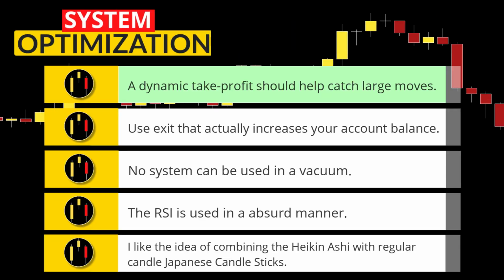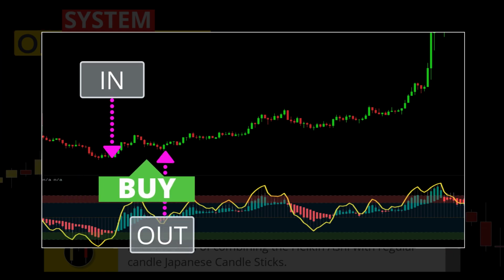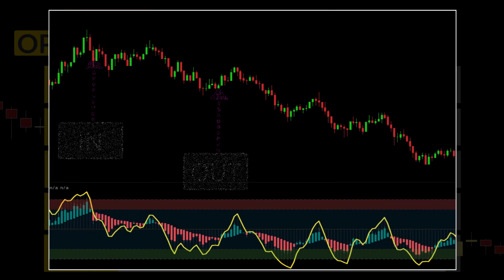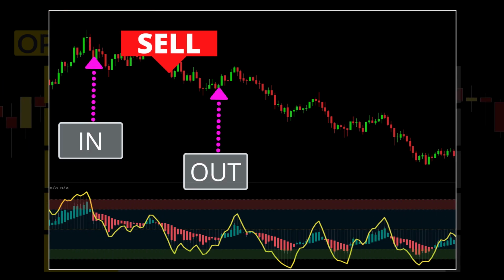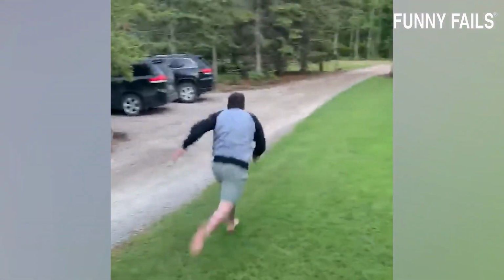First, this thing does not catch large moves. Look at this setup that gets you in here, but out here, and you miss this entire move up. And the same thing on this short setup. The use of this indicator to exit on a dynamic basis is even a worse idea than chasing after this kid.